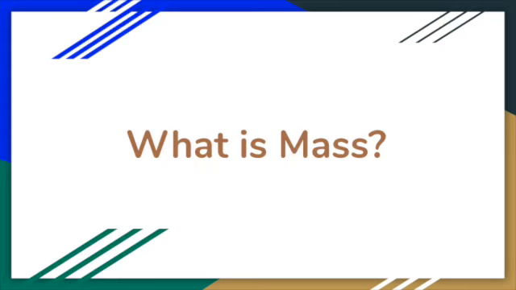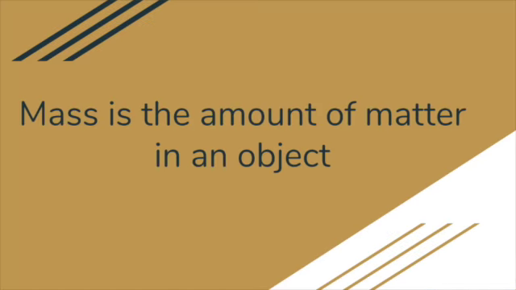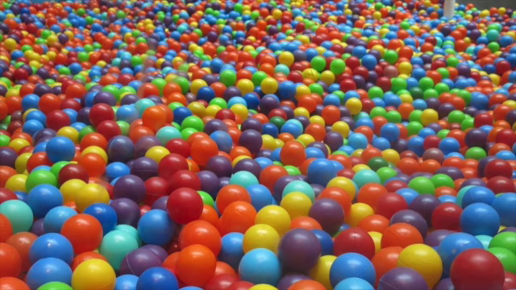What is mass? By definition, mass is the amount of matter that's in an object. Think of mass as a ball pit. The more balls that are in the pit, the more mass that an object has. The less balls that are in the pit, the less mass an object has.